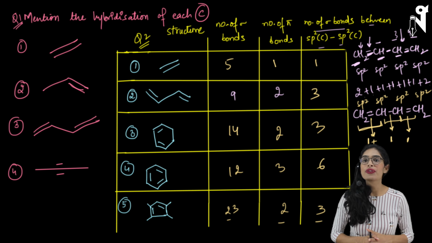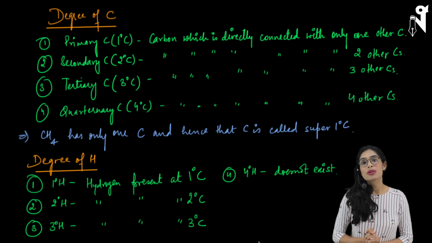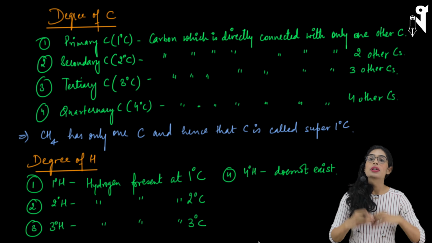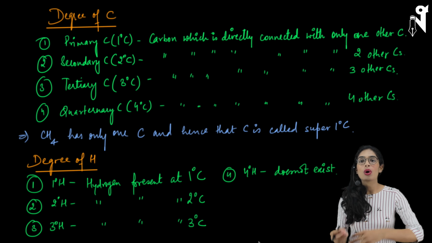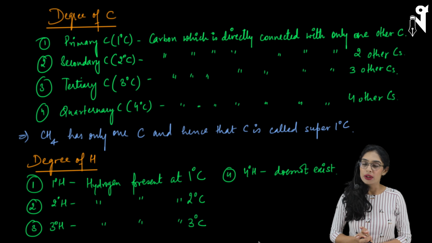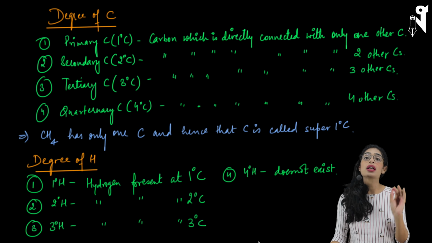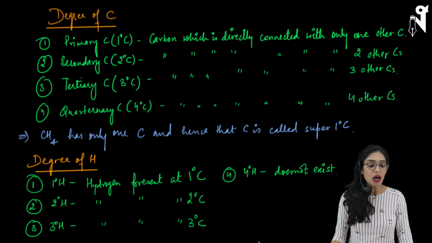So here we have understood how to figure out the hybridization of the carbons in an organic compound. The next concept is the degree of carbon, degree of alcohol, degree of haloalkane, and so on. So finding out the degrees in an organic compound. First we will talk about the degree of carbon, how to find out the degree of carbon in an organic compound. Okay, so how do we do it?